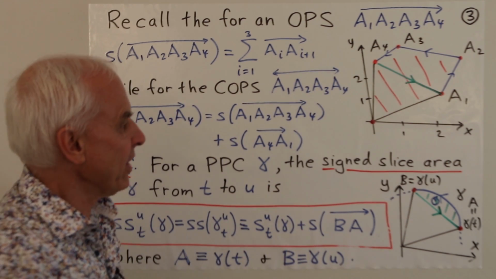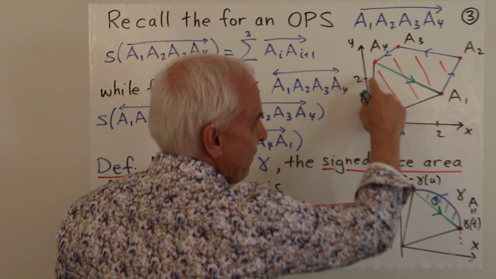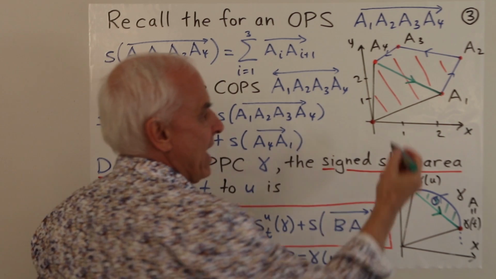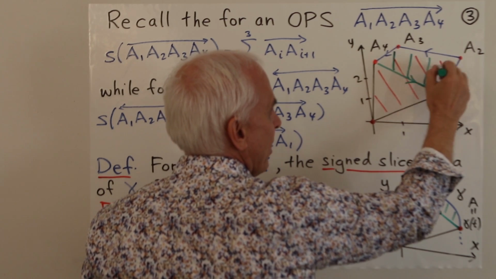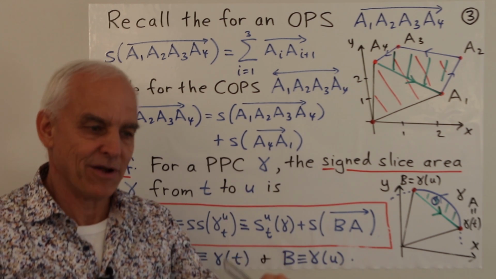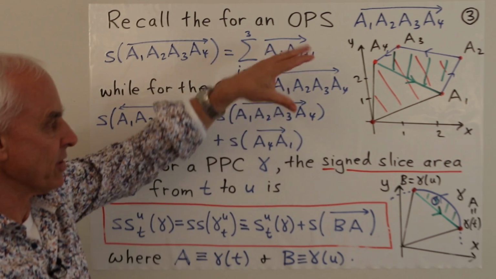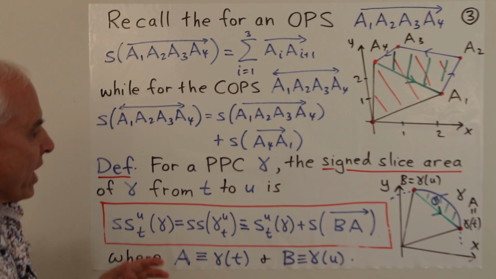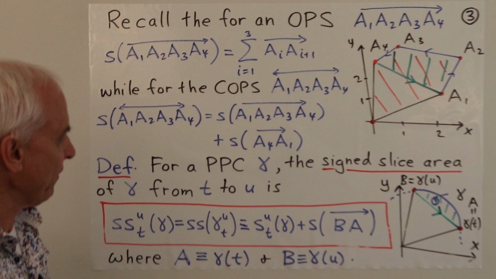And the effect of that is to basically nullify the contribution of this triangular portion. So what remains is just this area here. Okay, so that's a closed region as opposed to a sort of an open region to start with. Okay, so that's our motivation for this definition.